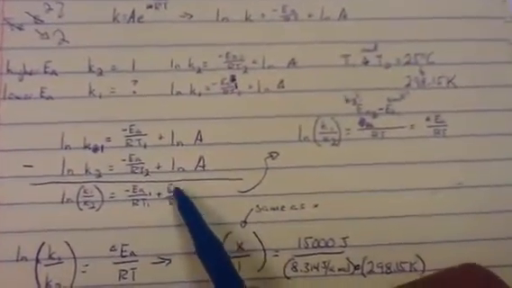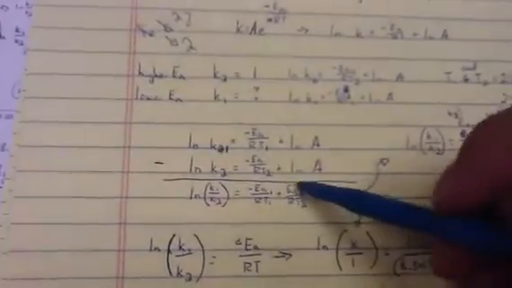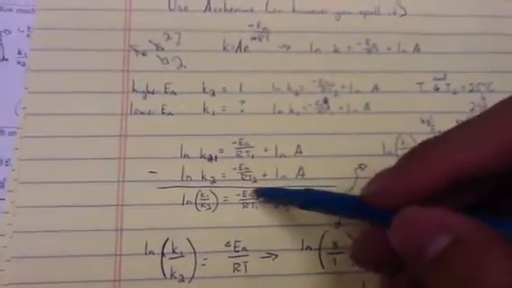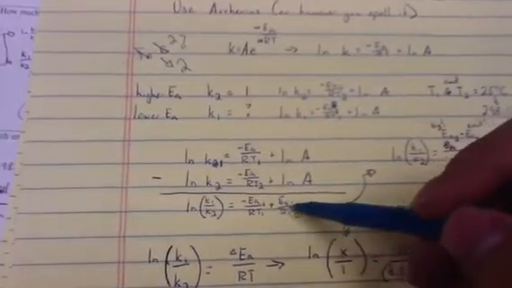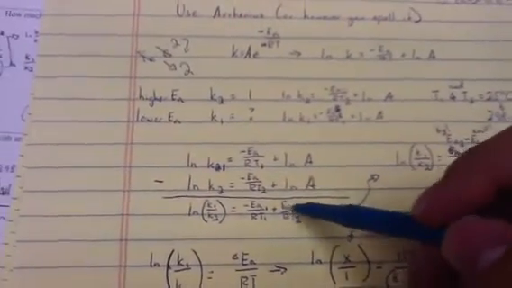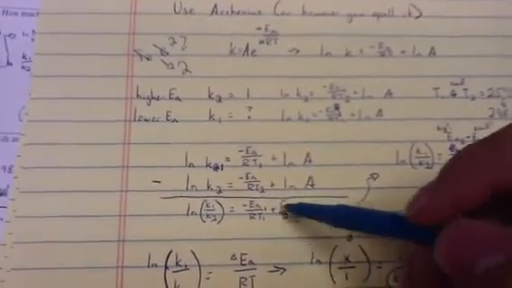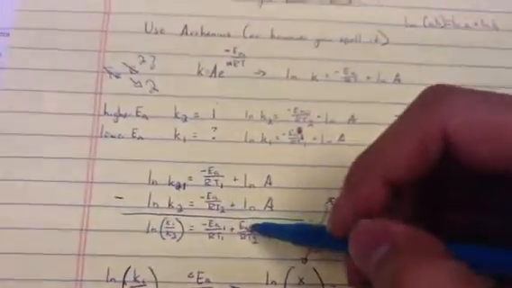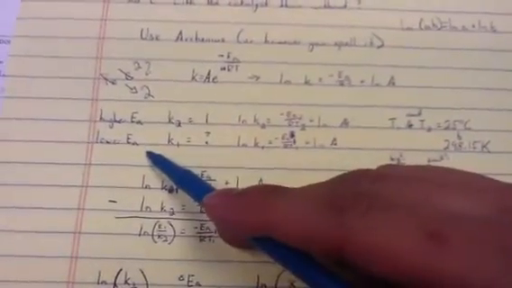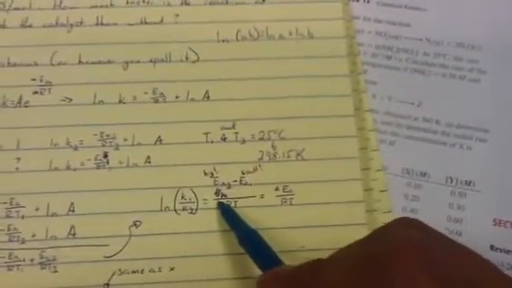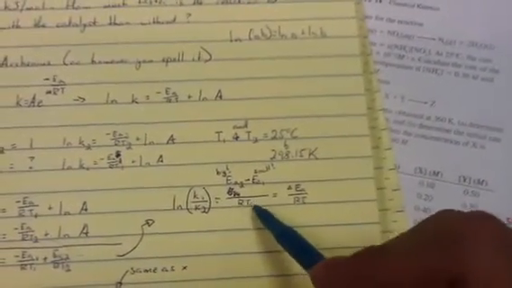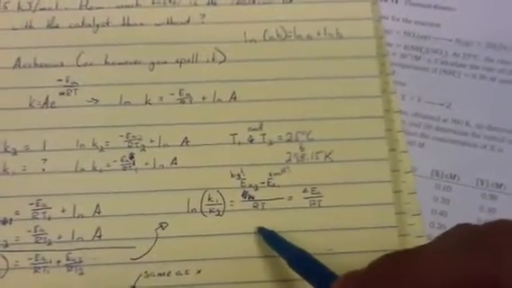Let me try to explain this in logical terms. If I were to take negative EA1 over RT1 plus EA2 over RT2, it's the same thing as doing EA2 over RT2 minus EA1 over RT1. It's just me flipping. And my EA2 has a higher activation energy than my EA1, which is lower. So if I do EA2 minus EA1 and set that over RT, because both of those are the same for both of them, I'm just going to create one little denominator right over there.